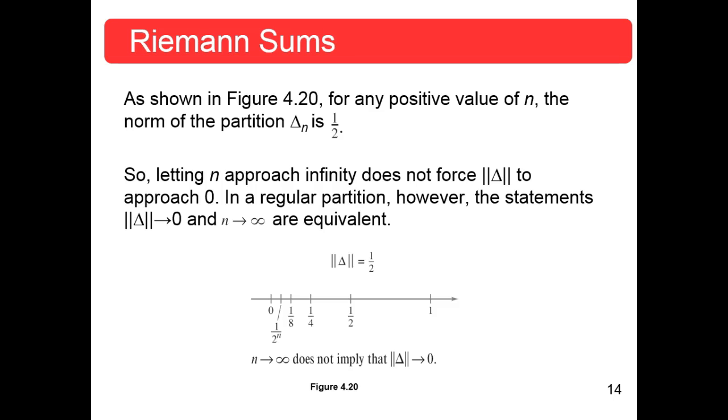It's shown in this figure here. For any positive value n, the norm of that partition is 1/2. That's the largest. That's what I just said. So letting n approach infinity does not force the norm to approach 0. In a regular partition, those statements are true.